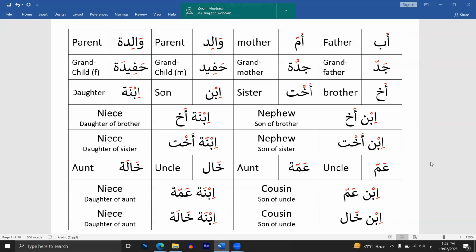And then, هذه أختي. اسمها سايرة. وهي معلمة. Okay. Anything else you would like to add?